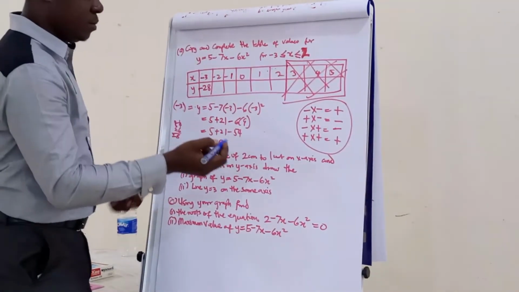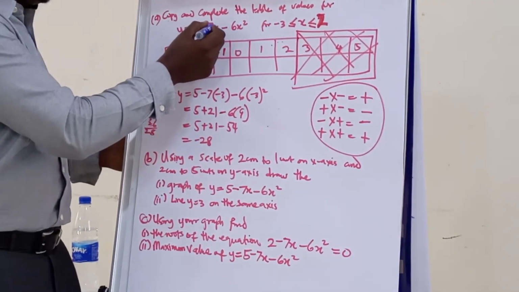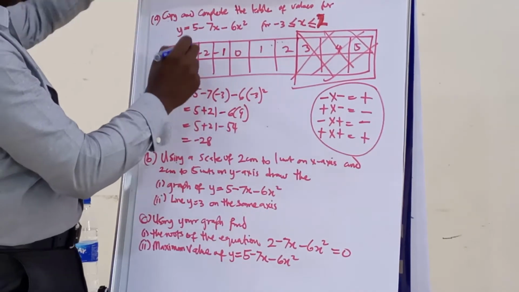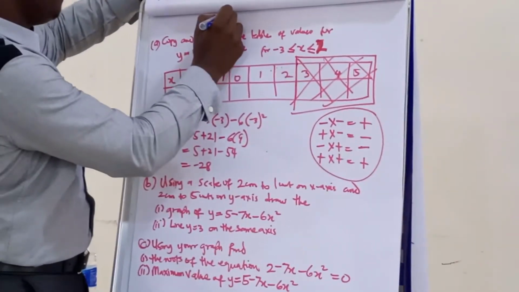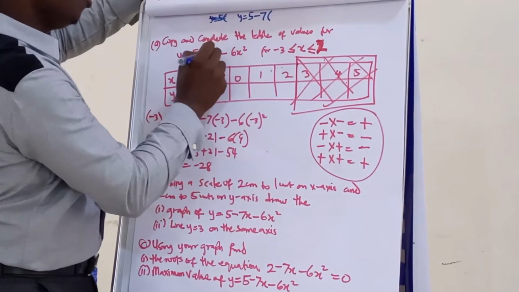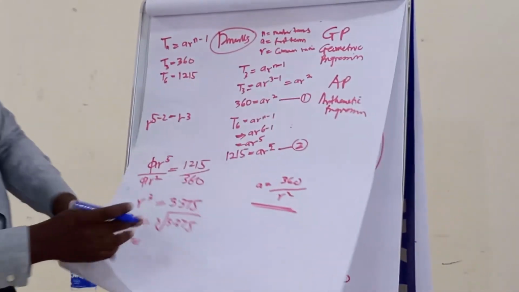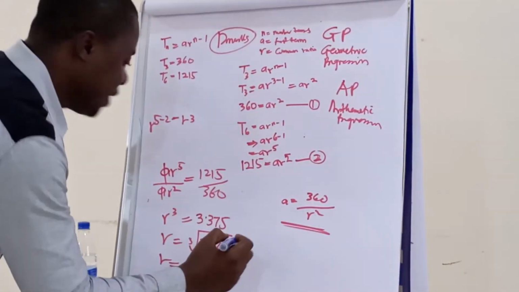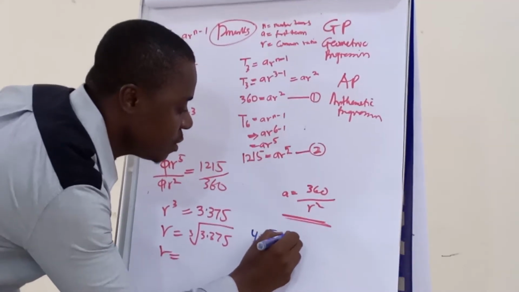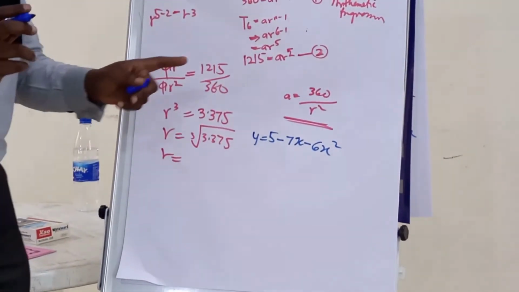Let me solve minus 1. Please watch. This means wherever you see x, you put minus 1. That's what this means. So let me solve for you now for minus 1. Let me open a new page. Please call the question for me. Y is equal to what? 5 minus 7x minus 6x squared. Now, for the value of minus 1, what do you do?